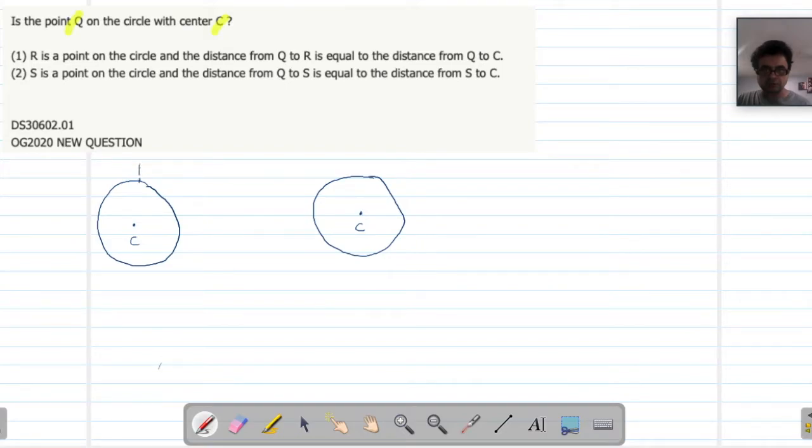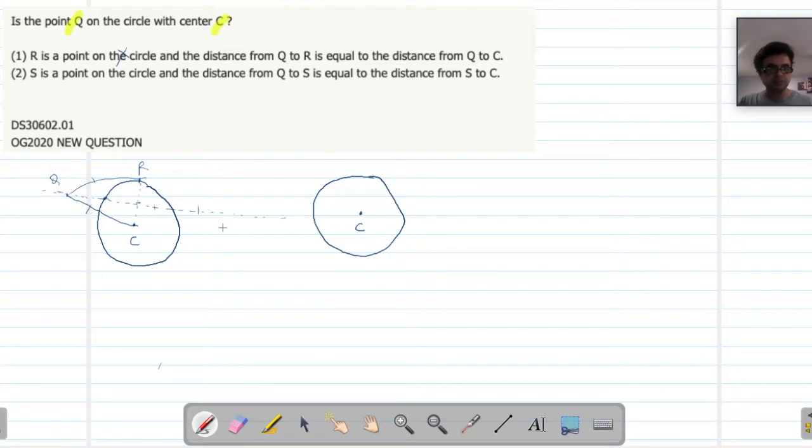R is given to be on the circle, and what is given is that the distance between Q, wherever this Q is, between R and Q and C and Q is the same. So if you think of RCQ as a triangle, then side QR is equal to QC. Now what that means is this is an isosceles triangle with two equal sides, and if I draw a perpendicular bisector to RC, then Q can lie on this line anywhere. Alright, so Q could be here, and we could have QR equal to QC, or Q could be here, which means Q is on the circle, and Q could be here, Q could be here, anywhere. What that means is we cannot definitively say yes or no to the asked question, so this is insufficient.